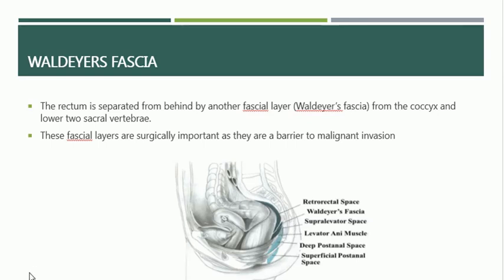These fascial layers are surgically important. These two fascias are surgically important as they are a barrier to malignant invasion. So in that sense, that is their significance.